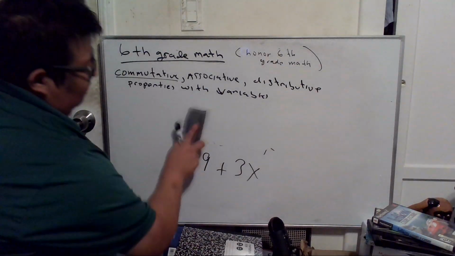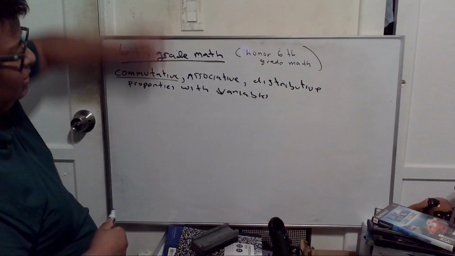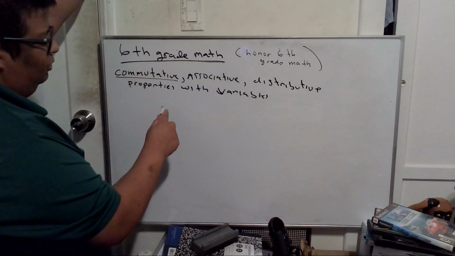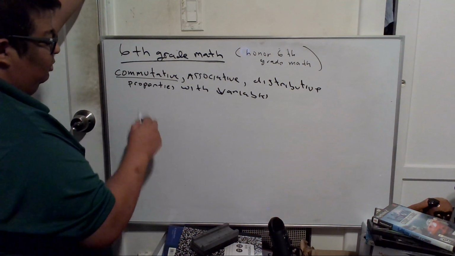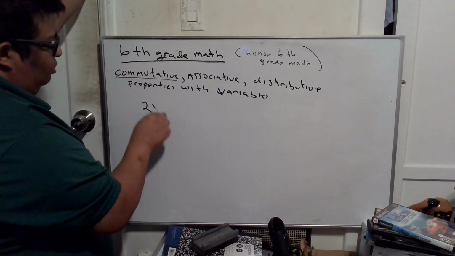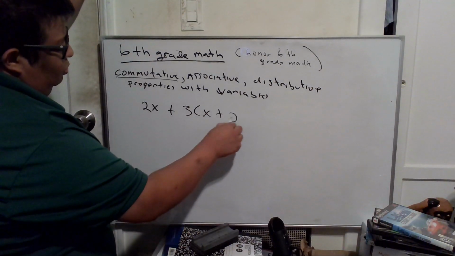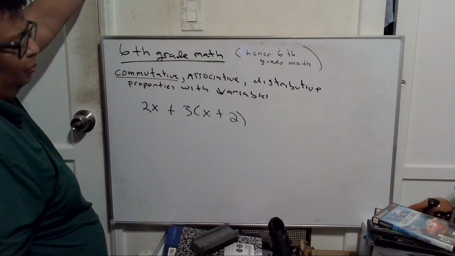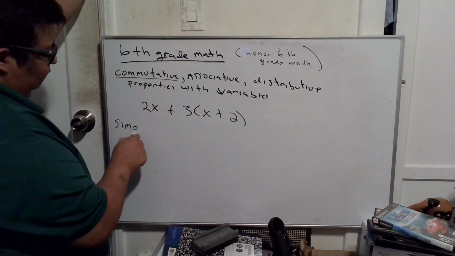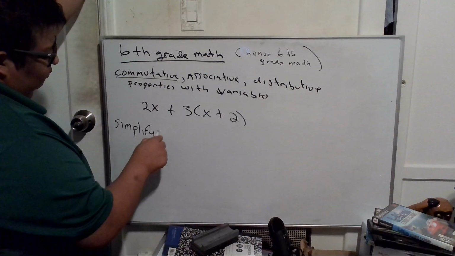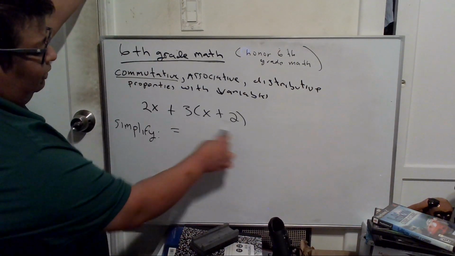I'll end the video with one example where you combine these ones. Sometimes you might not see this when you're learning this, but you might. So I better show it to you. Let's say I want to do something like this: 2x plus 3 times x plus 2. When they tell you simplify, how will you do it? You do it in order. Okay, remember parentheses always first.